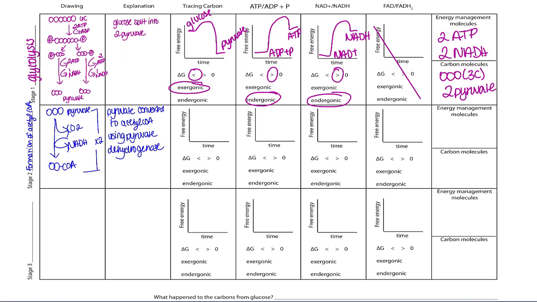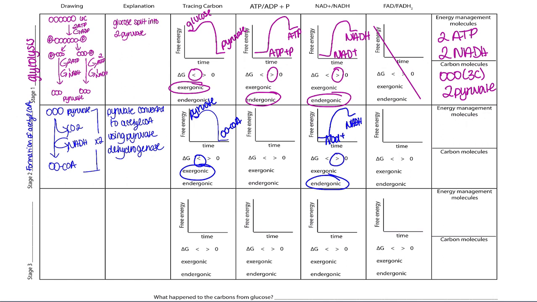Although pyruvate is a lower free energy than glucose, it is still a higher energy than acetyl-CoA. So when we draw this, we're going to put our pyruvate up here as a reactant, and our product is our acetyl-CoA. This is an exergonic reaction, which means that delta G is less than 0. So this oxidation of pyruvate to acetyl-CoA is powering our reduction of NAD+ to NADH, which is an endergonic reaction, and delta G is greater than 0.